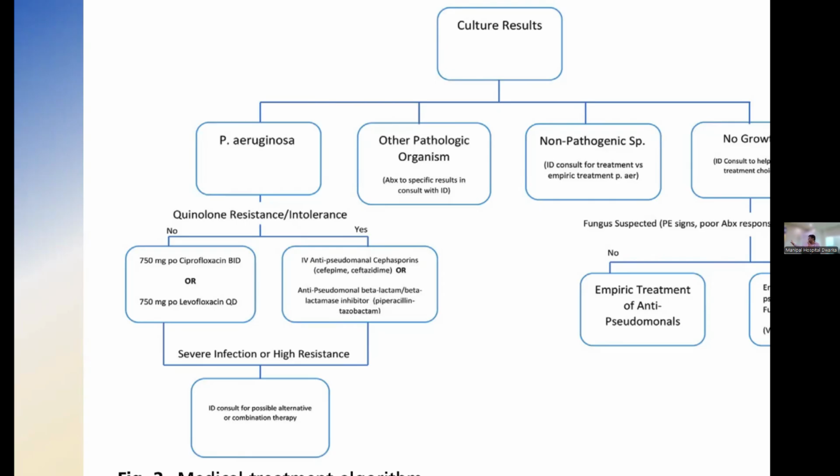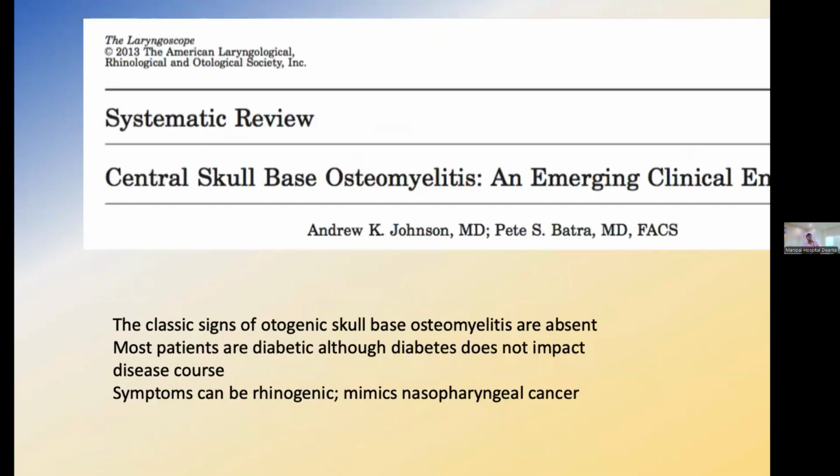But that's the rough chart that I could find in one of the papers. Central skull base osteomyelitis has emerged. It's no more an emerging entity. This is one of the systematic reviews from a few years back, where the classic signs of otogenic disease, that is discharge and ear pain, are missing. The patient typically presents with headache. He will present like this: nocturnal, one-sided headache with sometimes cranial nerve palsies. So more rhinogenic symptoms than otogenic symptoms.